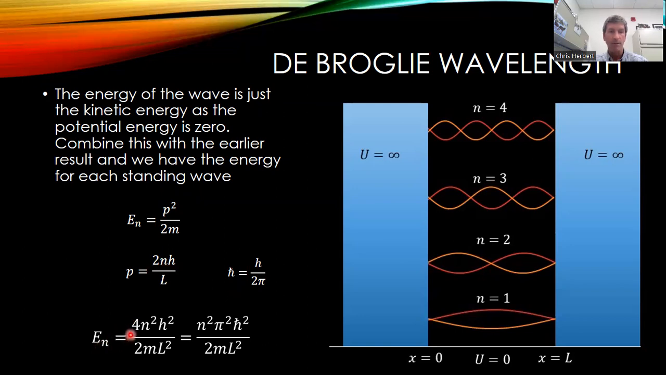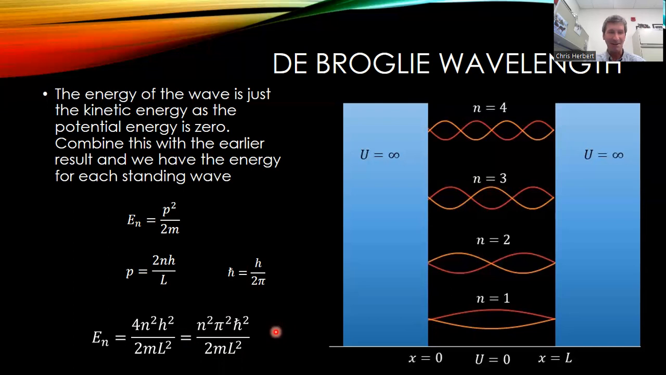So En is 4n squared h squared over 2ml squared. 4 divided by 2, of course, is going to be 2. But we also have this reduced Planck's constant put in here. So what we get for this particular case is when we go from h squared to h bar squared, that is going to put a 4 in the denominator. So 4 divided by 4, they cancel out. So I have the energies for my waves.